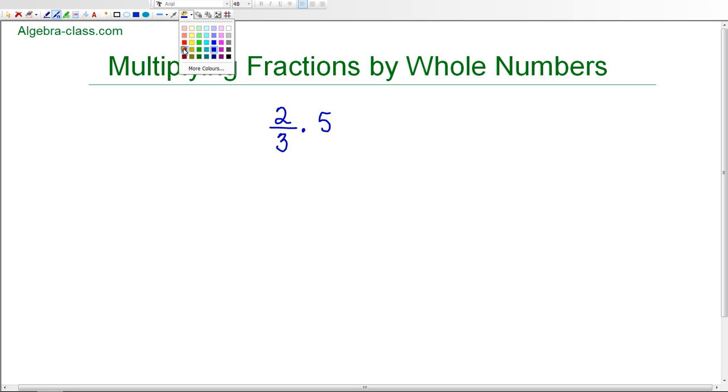5 is a whole number, but I can rewrite it as a fraction by simply putting a 1 underneath of it, because 5 divided by 1 is still 5. So I haven't changed the number itself, but I've written it as a fraction. So now we have two fractions, 2/3 times 5 over 1. And now we can either simplify or we can multiply.